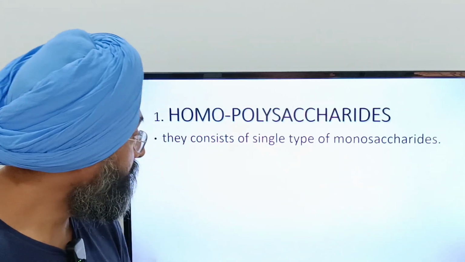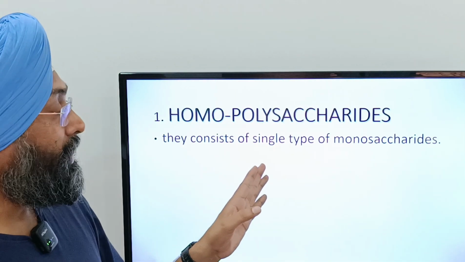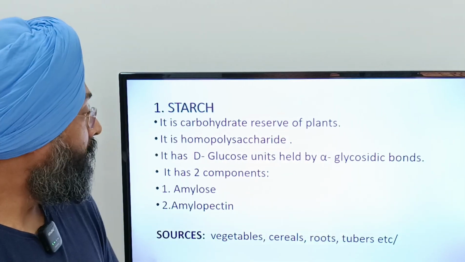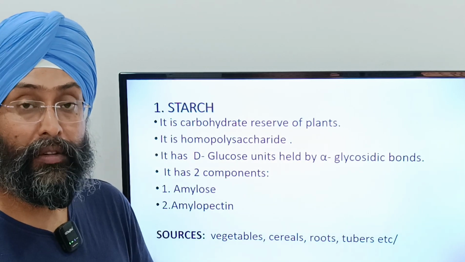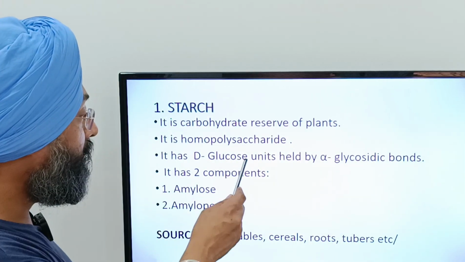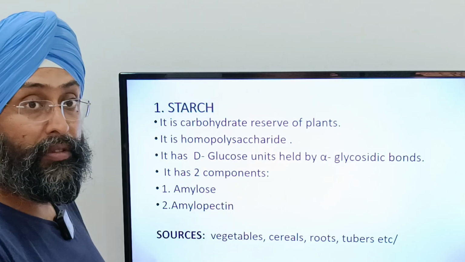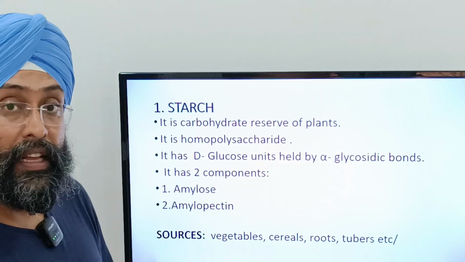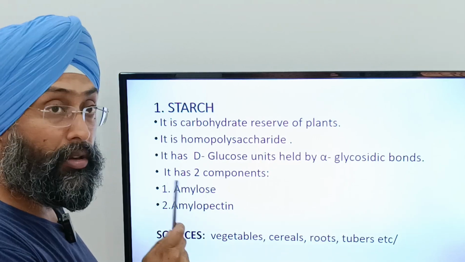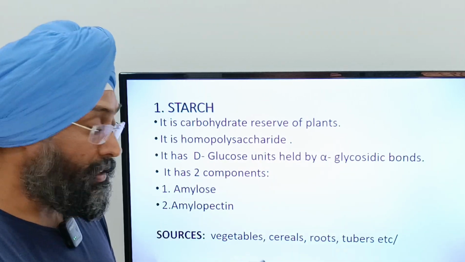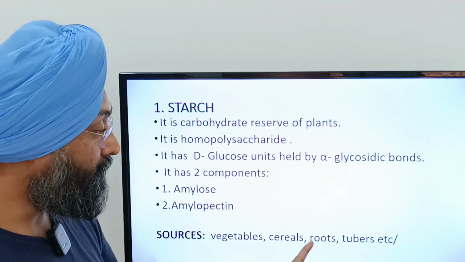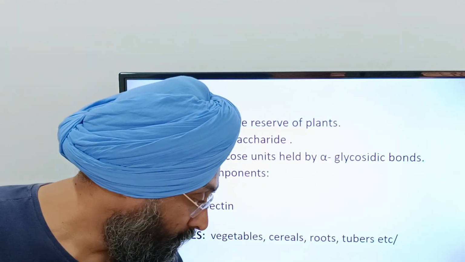Now coming on to the next homopolysaccharide. Starch is a carbohydrate reservoir in plants, and it is a homopolysaccharide. Homo means it consists of a single unit, and the single unit is D-glucose. So it consists of repeating monosaccharide units of D-glucose. And it is further divided into two categories. First is amylose and second is amylopectin. Amylose is unbranched and amylopectin is branched. And the sources are vegetables, cereals, roots, and tubers.